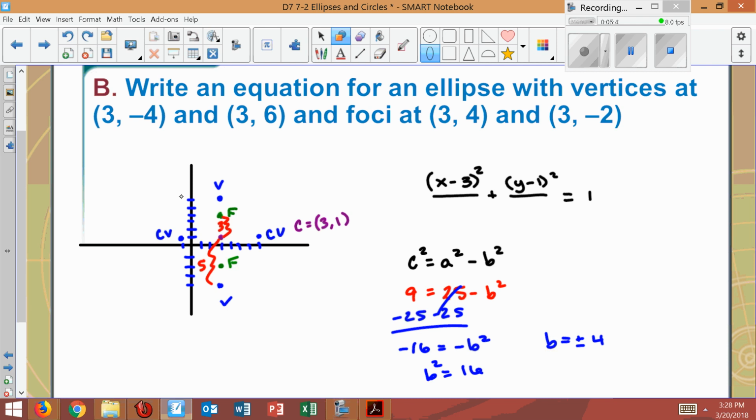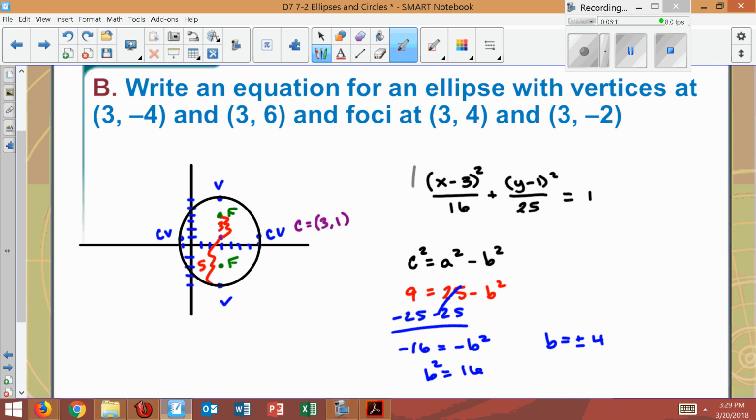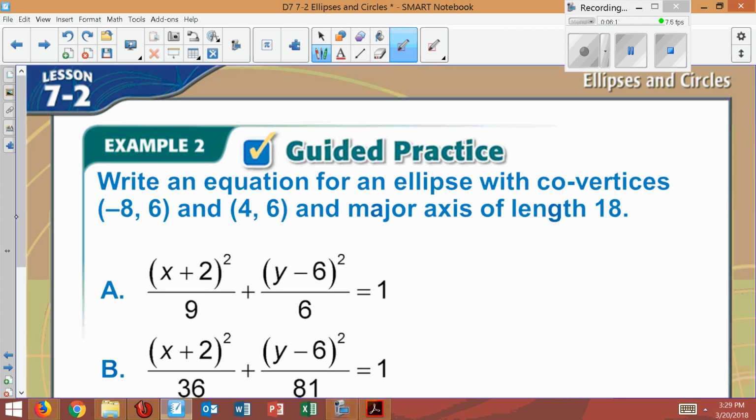But on this problem, it doesn't even ask us to graph it. All it asks us to do is write the equation. So we said that a is 5, but this formula calls for a squared, so you put a 25 here. I'm sorry, I put this in the wrong place. It goes up and down 5, so the 25 should actually go under the y term. The b is 4, so b squared would be 16. That goes with the x. And this would be our solution here. Now, I have this one for you to try.